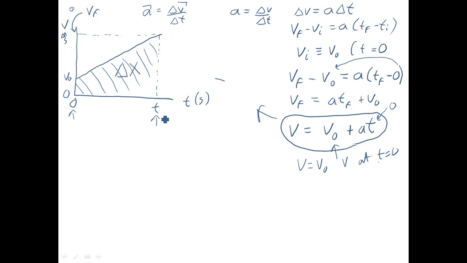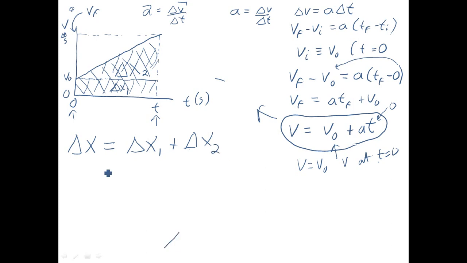So how do we evaluate that area? Well, let's actually break it up into two areas. Let's call this delta x1. We'll call the top area delta x2. And notice we have a rectangle and we have a triangle. So if I want to get total delta x, it's going to be delta x1 plus delta x2. And let's try this. For delta x1, notice again we have this rectangle. Its area is t.